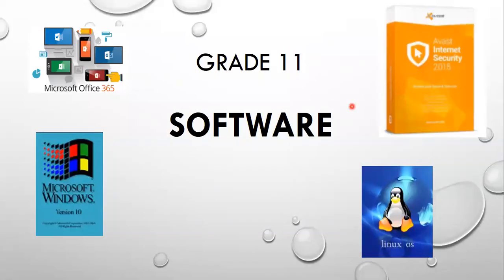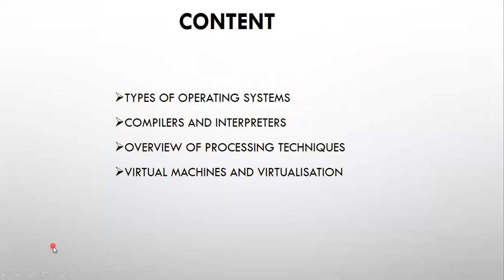We are looking at software at grade 11 level. The topics that we're going to cover are types of operating systems, compilers and interpreters, overview of processing techniques, virtual machines, and virtualization.